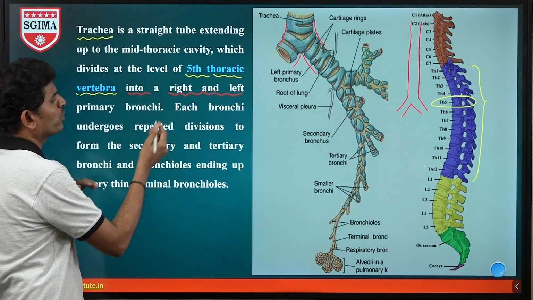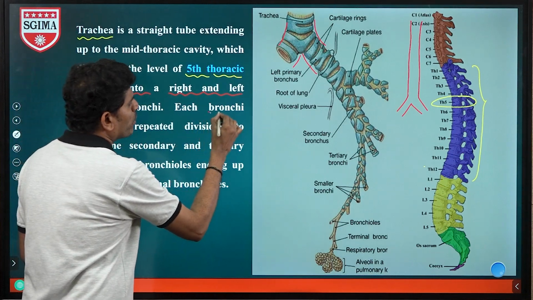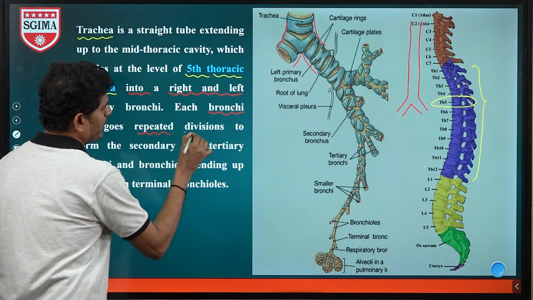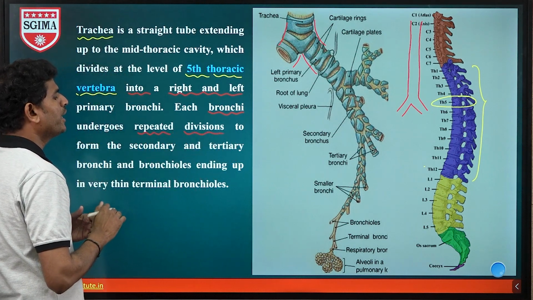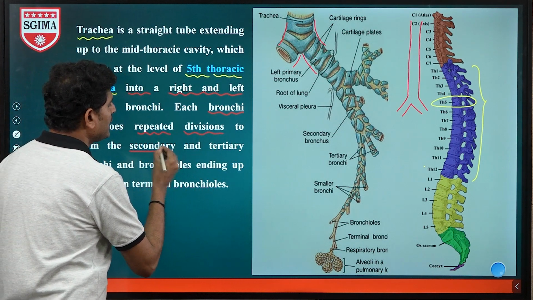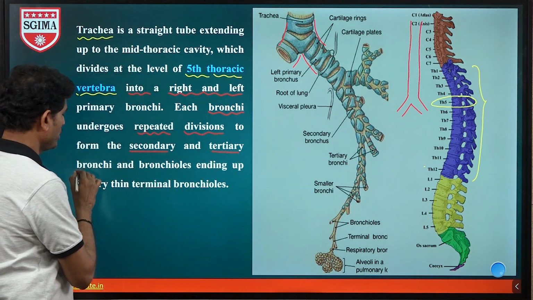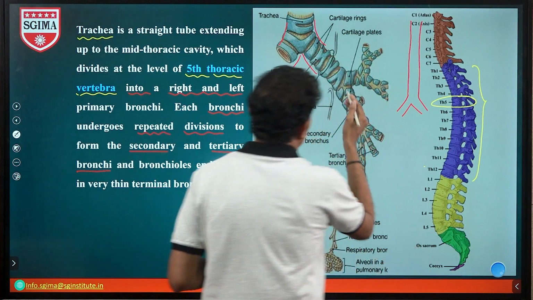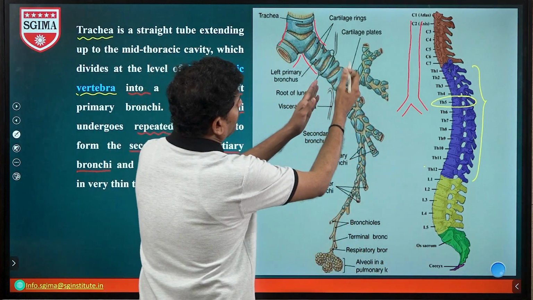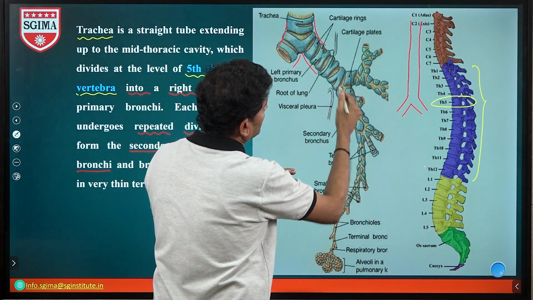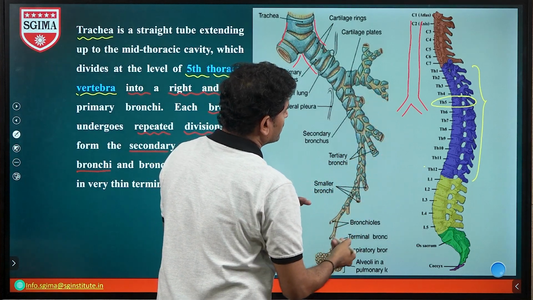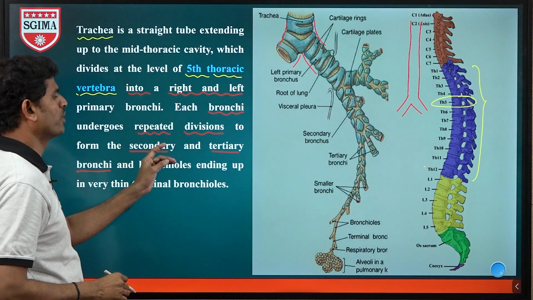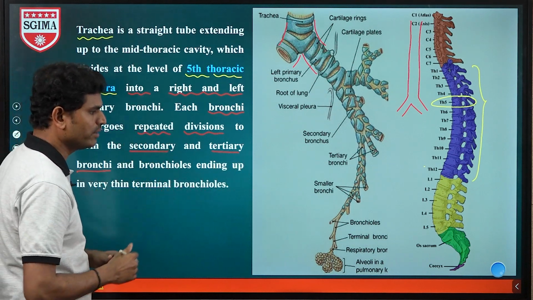Each bronchus undergoes repeated divisions, and can produce secondary and tertiary bronchi. When the primary bronchi enter the lungs, branching continues. So there are primary bronchi, secondary bronchi and tertiary bronchi. I will explain this further.